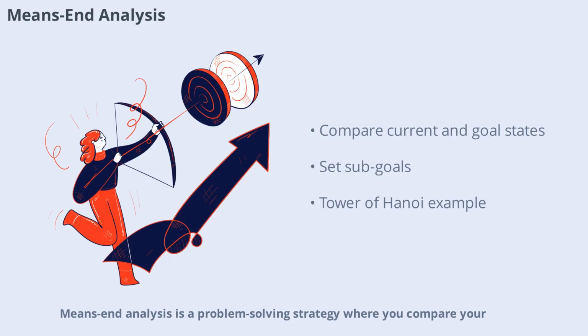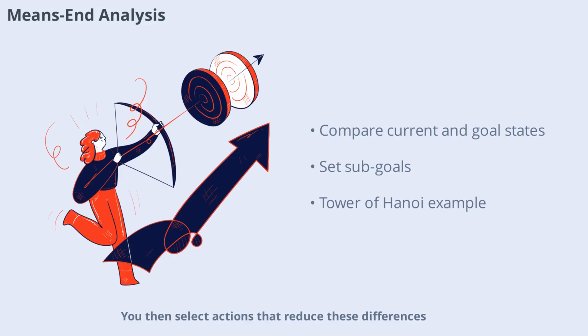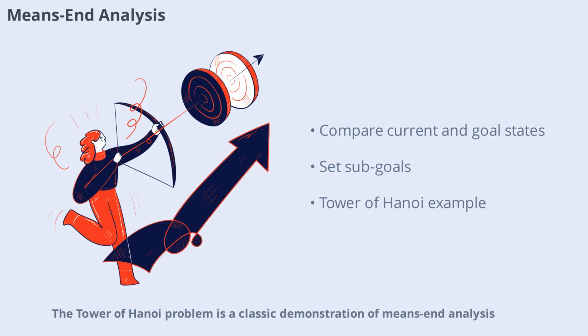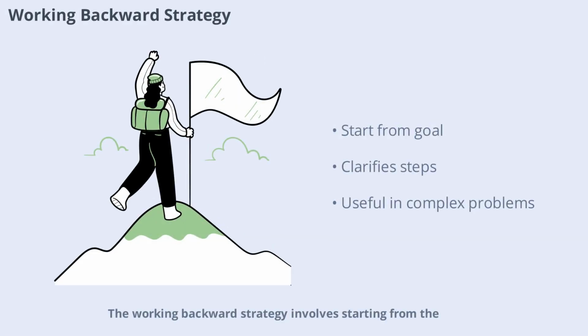Means-end analysis is a problem-solving strategy where you compare your current state with your goal state and identify the differences. You then select actions that reduce these differences, setting up sub-goals if needed. This recursive process continues until the goal is reached. The Tower of Hanoi problem is a classic demonstration of means-end analysis, showing how breaking down a problem into manageable steps leads to success.